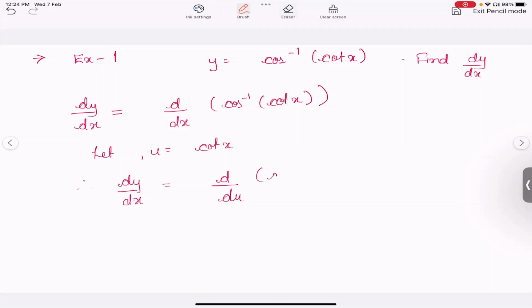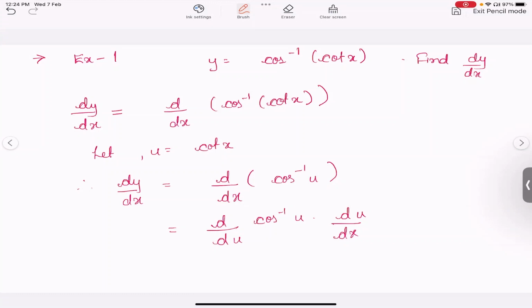or let's write one more step for the sake of clarity, d by dx of cos inverse of this thing will be equal to u. So this is what we have after substitution. And so first we have to find the derivative using chain rule. We will find the derivative with respect to u of cos inverse u times the derivative of u with respect to x. That's what we do in chain rule.